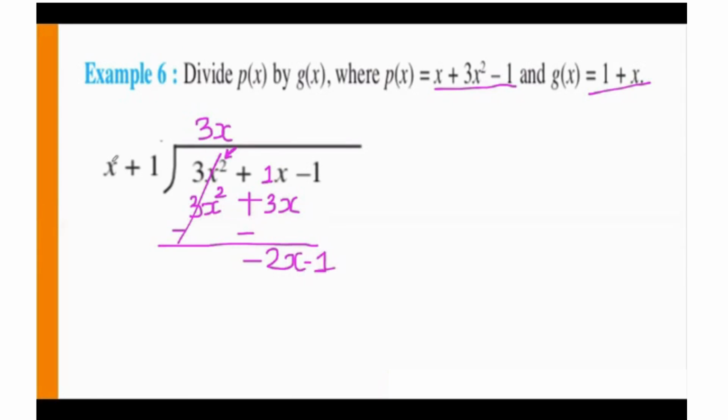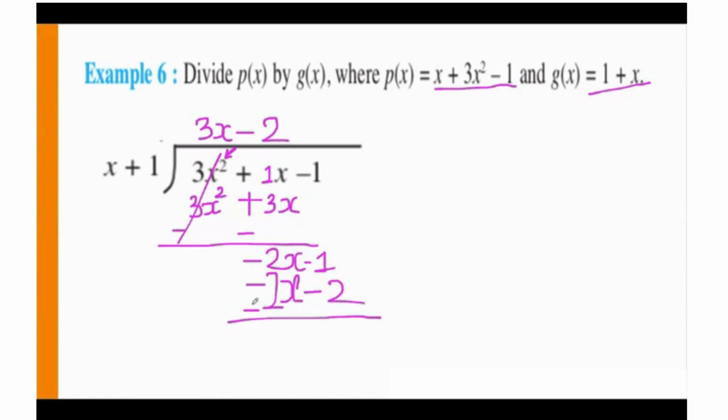Now x, what should I multiply with x to get minus 2x? So I can multiply minus 2 with x. So x into minus 2 gives me minus 2x. And minus 2 also multiplies with positive 1. So minus 2 into positive 1 gives me negative 2. And I need to change the sign of this.